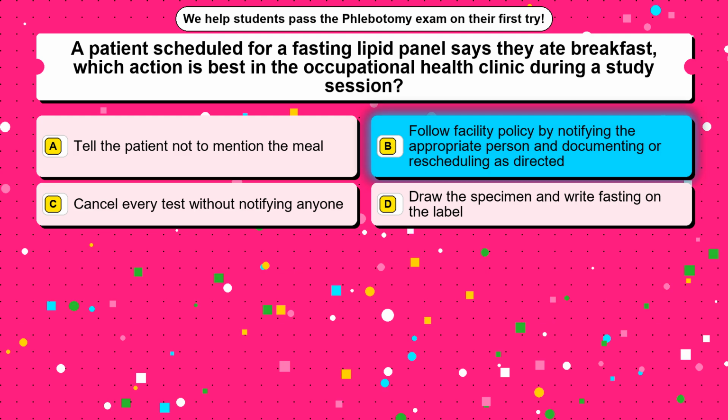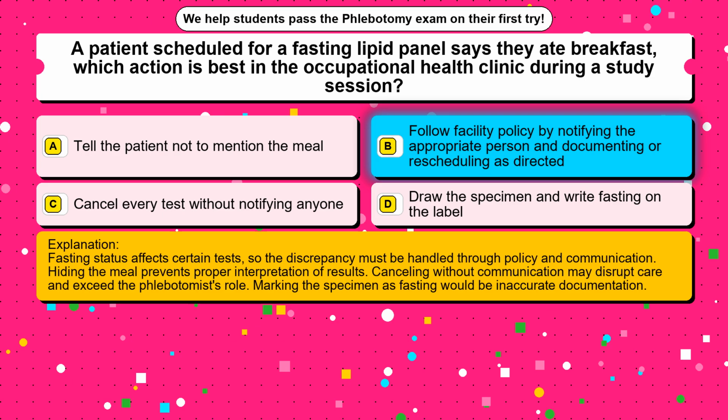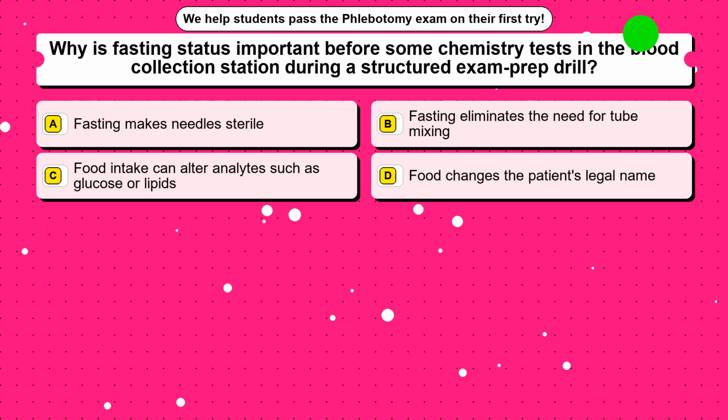The correct answer is option B. Follow facility policy by notifying the appropriate person and documenting or rescheduling as directed. Fasting status affects certain tests, so the discrepancy must be handled through policy and communication. Hiding the meal prevents proper interpretation of results. Canceling without communication may disrupt care and exceed the phlebotomist's role. Marking the specimen as fasting would be inaccurate documentation.